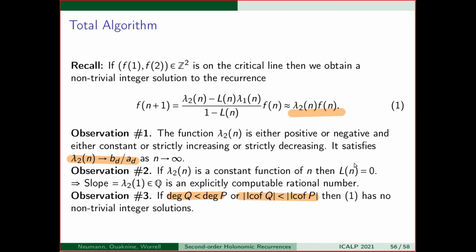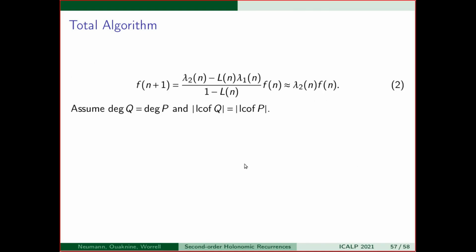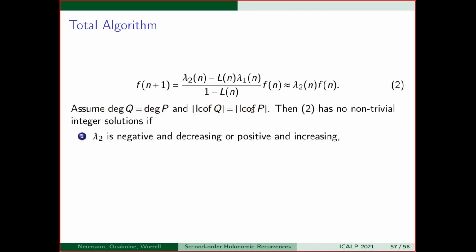And while this observation is very simple, we can push it a little bit to get a slightly sharper result. If the degrees are equal and the leading coefficients are equal in magnitude, then we can still, under some assumptions, prove that there are no non-trivial integer solutions. Namely, if lambda 2 is negative and decreasing or positive and increasing, meaning that it either converges from above to -1 or from below to 1, so it's always bounded by 1 in magnitude, in which case the sequence would have to be bounded. Or even if it's positive and decreasing or negative and increasing, so it is greater than 1 in magnitude, converges from above to 1 or from below to -1.